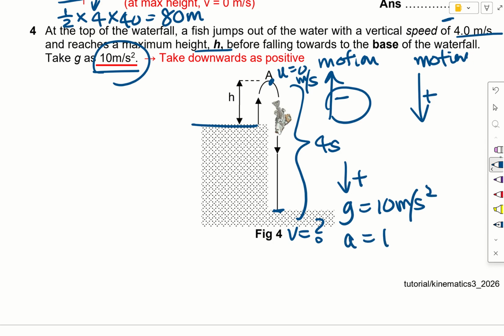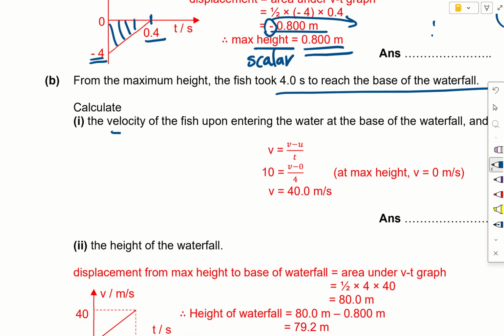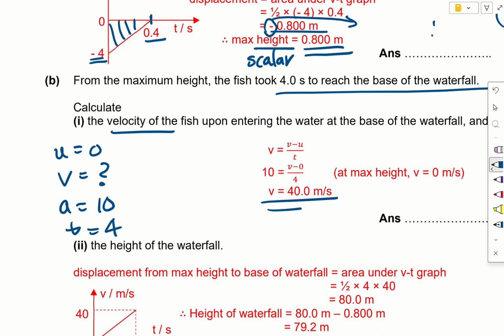I know the acceleration is 10 meters per second squared. So calculate the velocity of the fish upon entering the water. Just now we said the u is 0, the v is unknown, the a is positive 10, the t is 4 seconds. So we can actually find v equals 40.